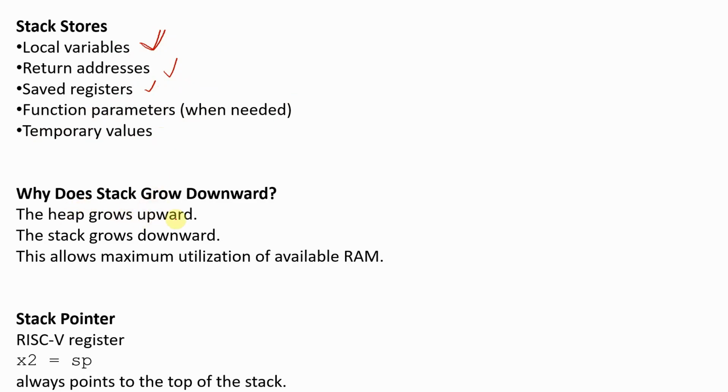The heap is going to grow upward, and the stack is going to grow downward, and this allows maximum utilization of available RAM. This is why we have these growing directions in opposite directions for my stack and heap. And I'm going to have a stack pointer. So what is meant by stack pointer? Let us try to understand.